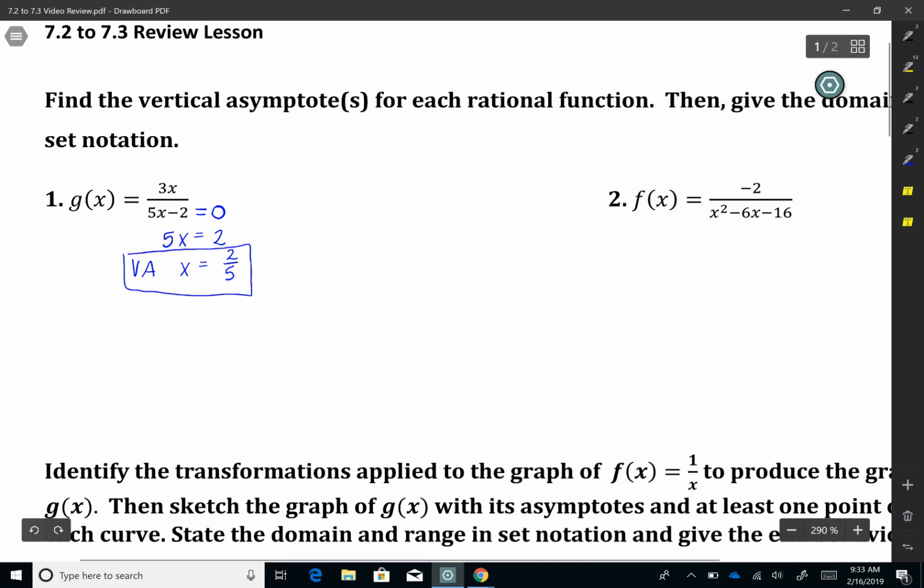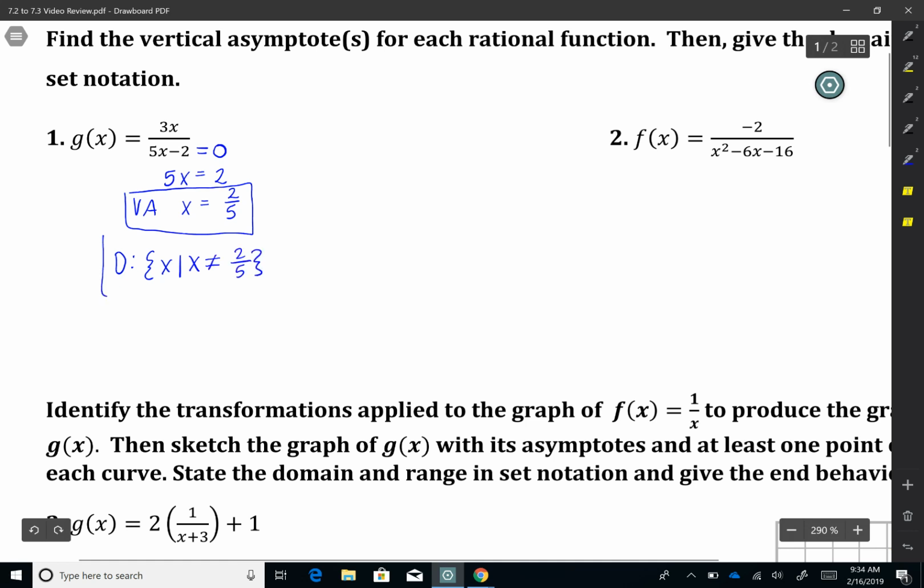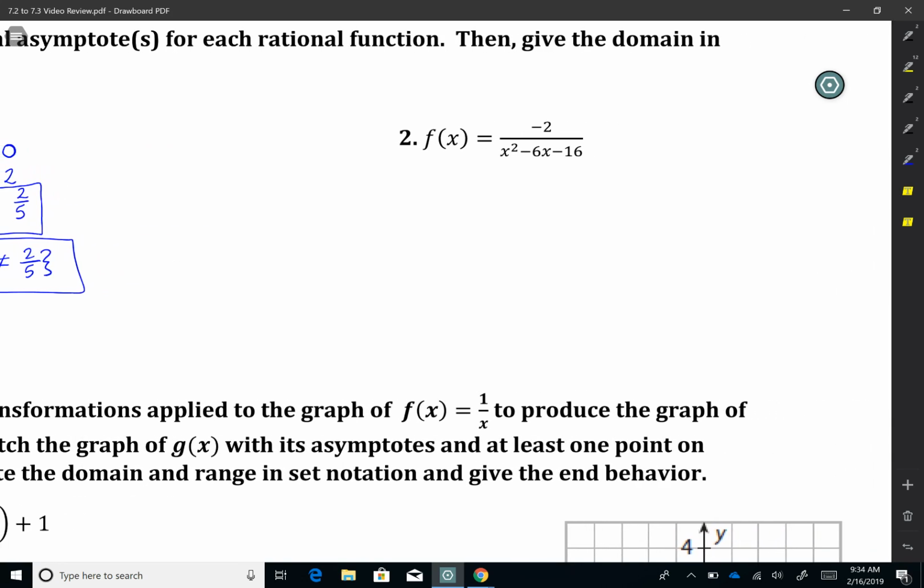Now, because 2/5 is what makes my denominator equal 0, it is undefined at that value. So my domain is the set of x values such that x does not equal 2/5. All right, let's move on to number 2. F of x equals negative 2 over x squared minus 6x minus 16. So we're going to set our denominator equal to 0.